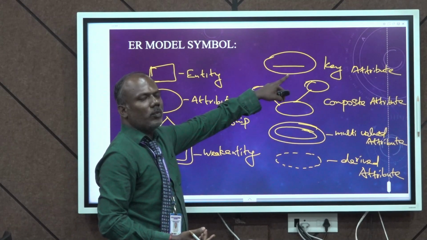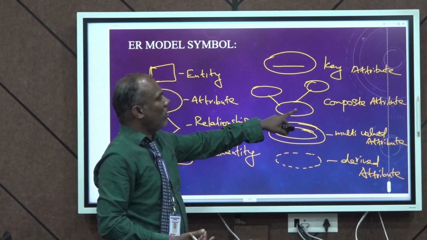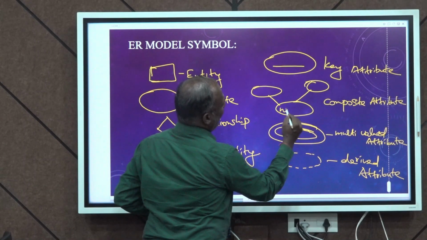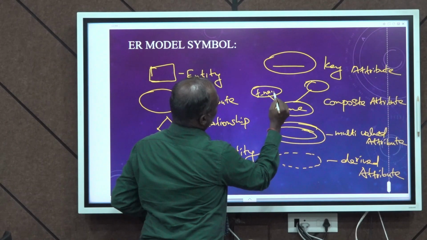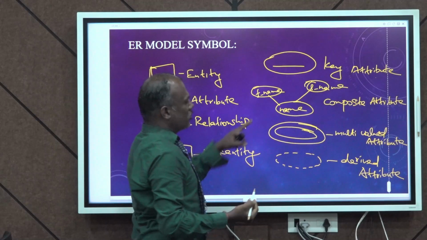This is called key attribute. Normally we represent the primary key in this way. This is called composite attribute. Composite attribute in the sense, for example, if we consider the name, in this name we can represent first name and last name. So, this is called composite attributes.